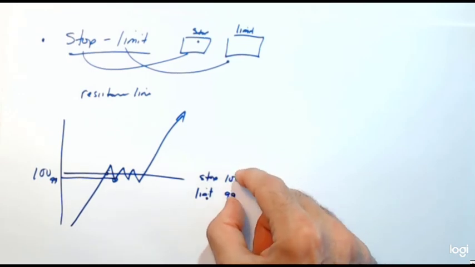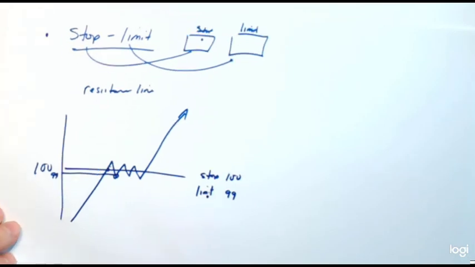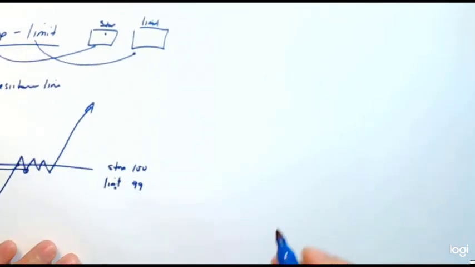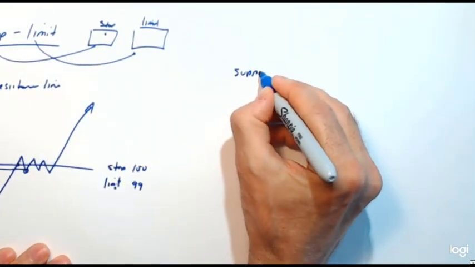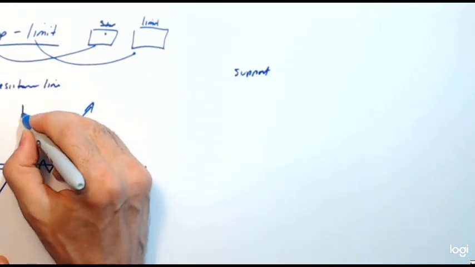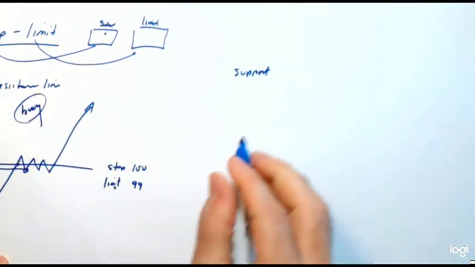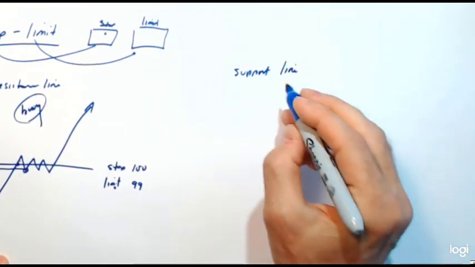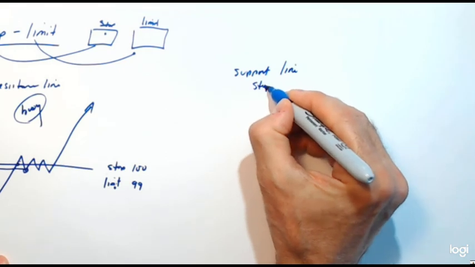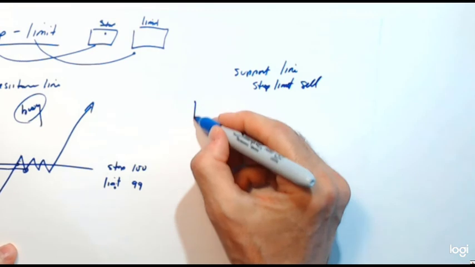You get this spread, you get this discount of $1 in this example. You can have a support line. So by the way, this is a stop limit buy order. Okay, this is stop limit buys. With a support line, you're going to have a stop limit sell order, which is going to be consistent with it.